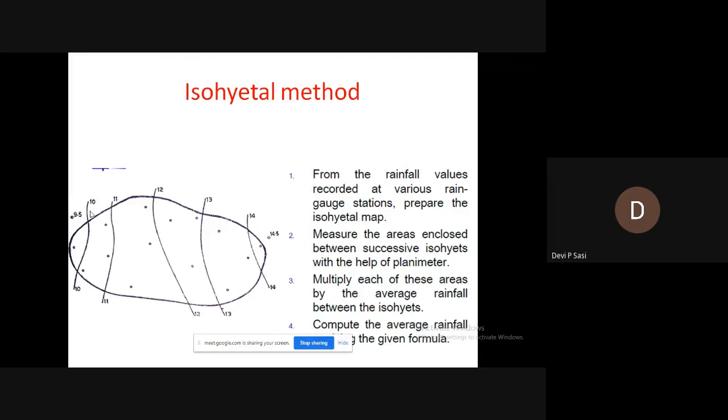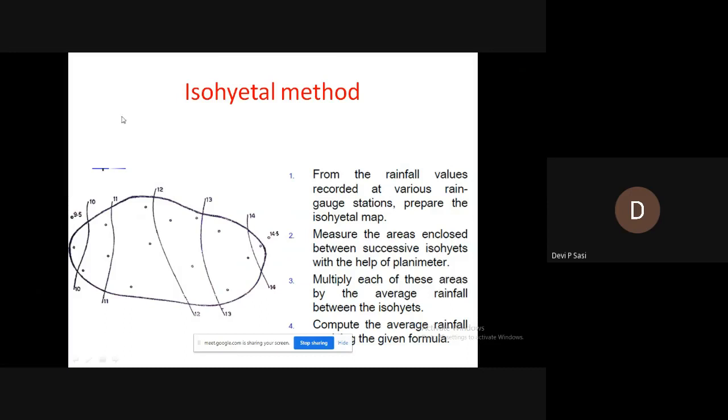An isohyet is a line on a rainfall map of a catchment area or of a river basin joining places of equal rainfall. That is, along this line, the rainfall value will be 10. And along the second one, the rainfall along this line will be 11. At any point along this line, the rainfall value will be 11.